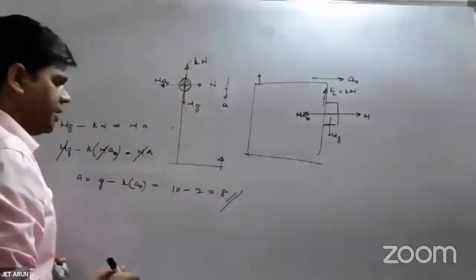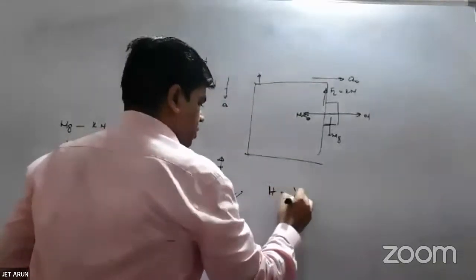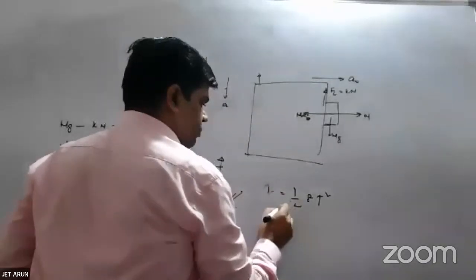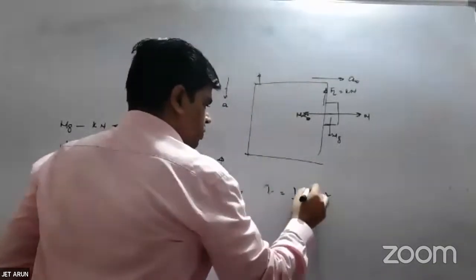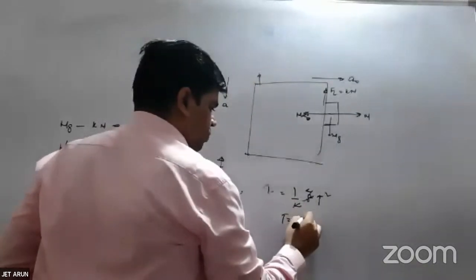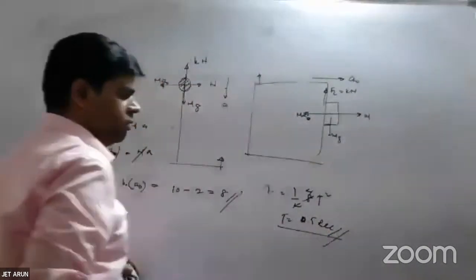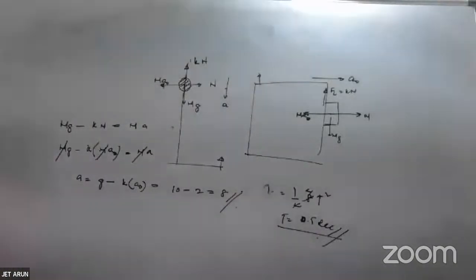So once you get acceleration, I'll get h is equal to half a t square, which is 1 is equal to half a t square, for t equal to 0.5 seconds. All right, it will take half a second for it to come down.